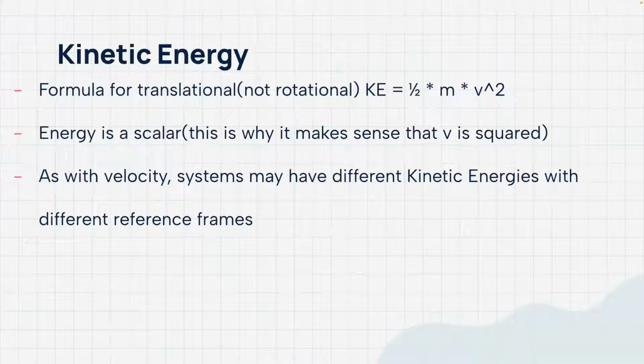Energy is a scalar. That's why v is squared, right? Because if it was a vector, the v squared would show no unit, which won't make sense for kinetic energy. Systems might have different kinetic energies in different reference frames, as with velocity. So in one reference frame, the kinetic energy might be higher than in a different reference frame.